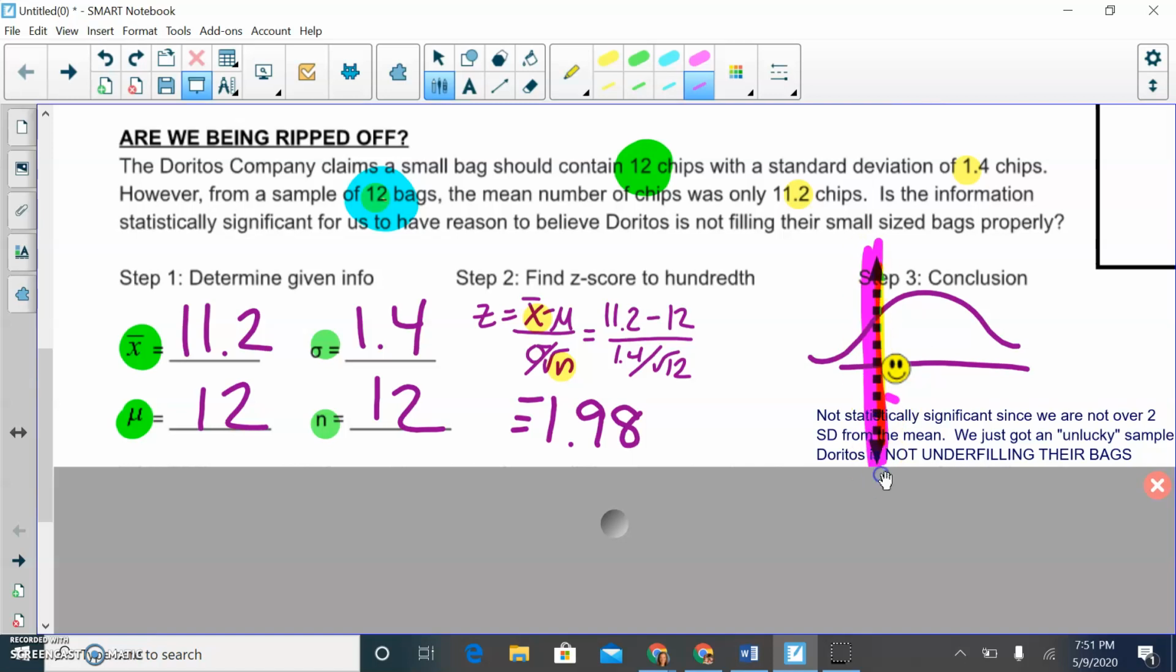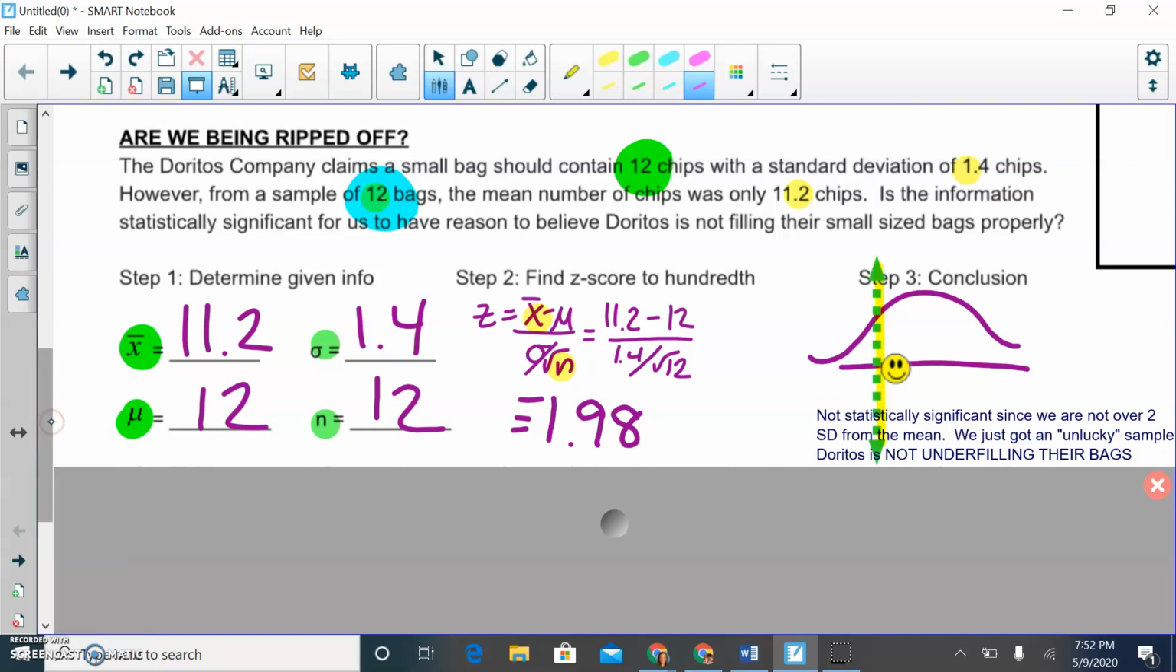We are not statistically significant. We didn't make it past that boundary. And so, yes, we're really, really close to it, but it doesn't matter how close you are. If we're not at that 2 standard deviations away, then it is not statistically significant. So we would say something like this is not statistically significant because we are not over 2 standard deviations from the mean. We just happen to get an unlucky sample of Doritos. So we got that bag, that pack from the grocery store that just had a few chips less than average. But overall, Doritos is not underfilling their bag.